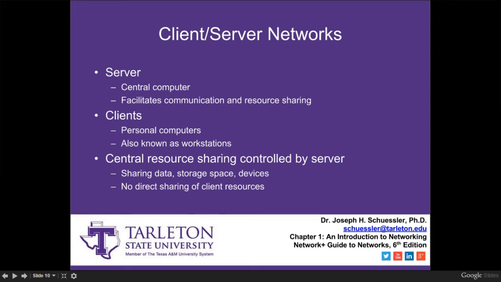So the server's responsibility is to control access to those resources. It determines what data is going to be shared, how that data is going to be shared. It creates storage space and determines how that's going to be shared. It determines access to various devices. So the resources are not directly shared to the clients, rather the clients go through the server to gain access to those shared resources.